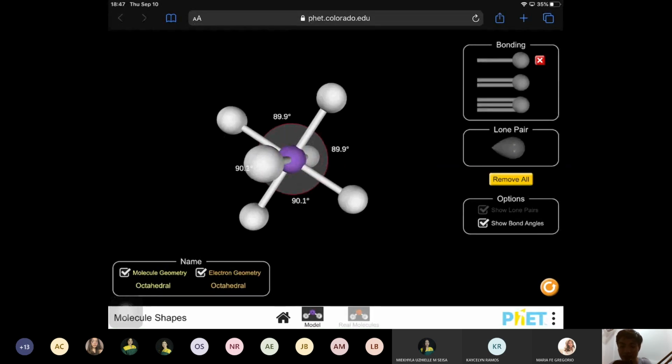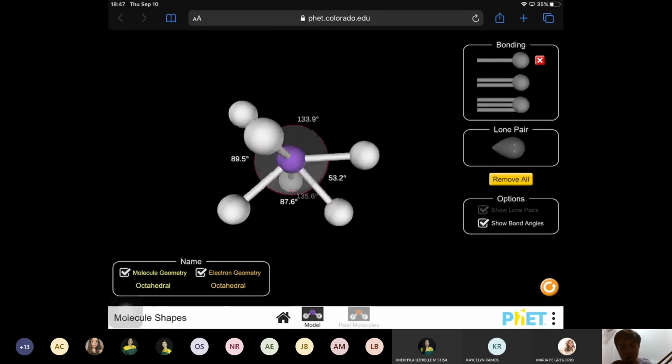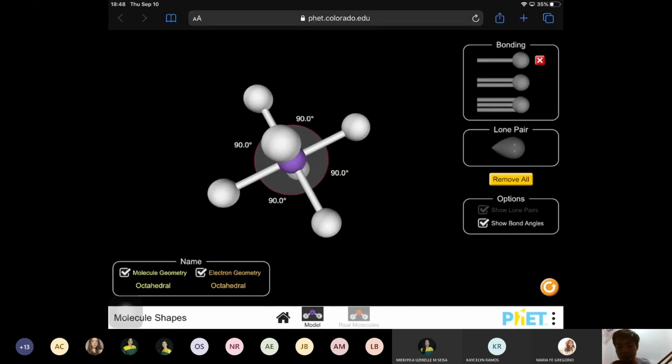So yun, the idea is that our terminal atoms, they will assume certain angles in order to minimize the repulsion. Cue cards, yung mga index cards.